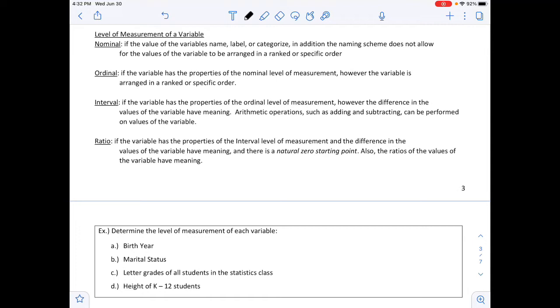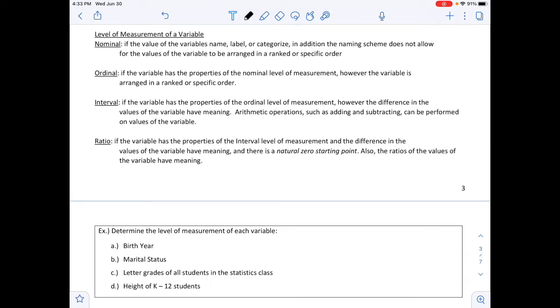And then if the variable is interval level of measurement, we can check to see if it's ratio level of measurement, which is going to be if the variable has the properties of the interval level of measurement and the differences in the values of the variable have meaning, and there is a natural zero starting point. Also, the ratios of the values of the variable have meaning.